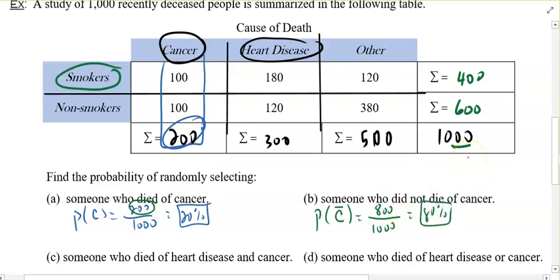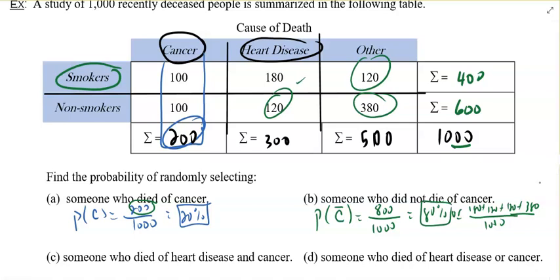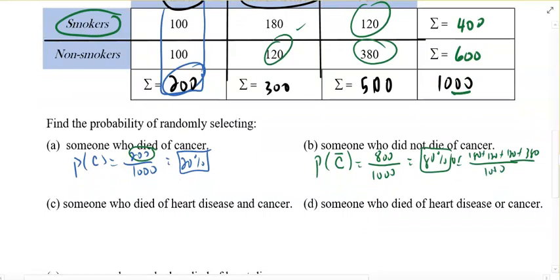Or you could do the counting. You could say, well, that is 180 plus 120 plus 120 plus 380. But think of it this way. If the probability of not passing a test is 20%, then the complement of that is passing. If 20% is not passing, that means 80% would be passing. Same analogy. How about here?